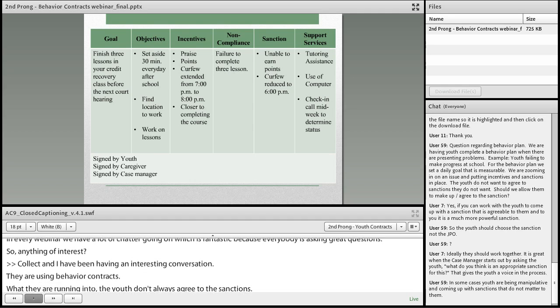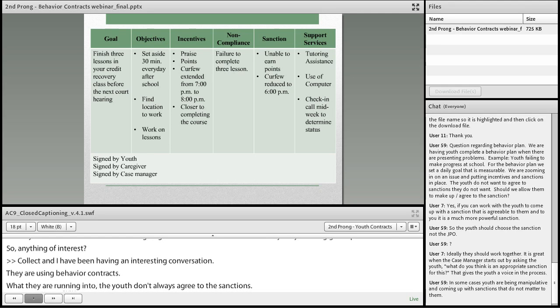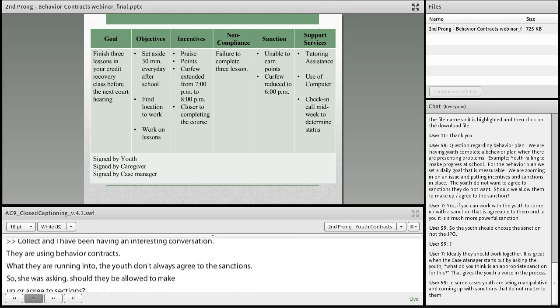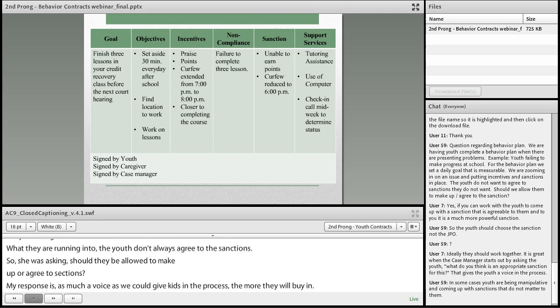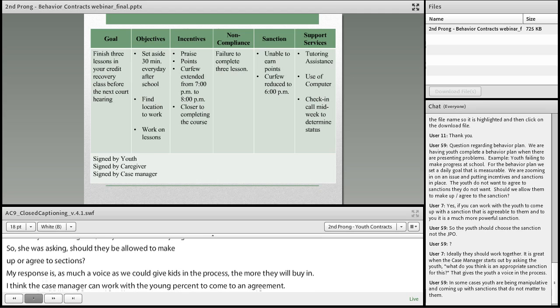And so my response is, you know, as much voice as we can give kids in the process, the more they're going to buy in. And so I think the case manager, the JPO, can work with the young person to kind of come to an agreement. I don't think that if they say, well, I think my sanction should be to eat a candy bar, I don't think we sign off on that, right? Because we're the adults in that situation. We can be like, yeah, pull the other leg there, friend. That's not going to happen.